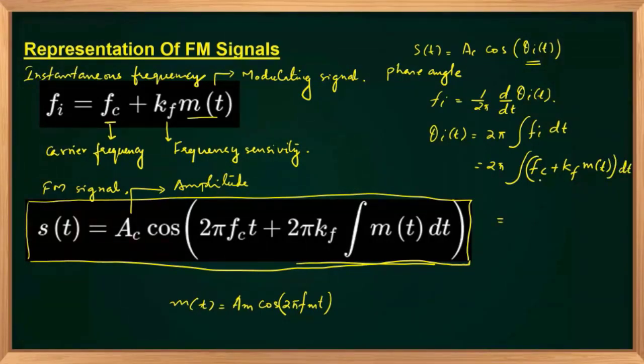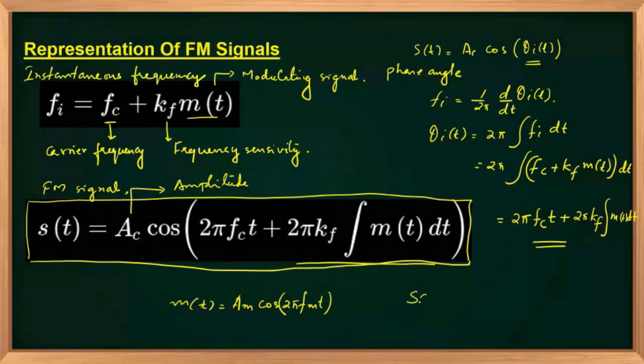Fc is a constant value, isn't it? What is the integral of a constant term? Are you familiar with integration? The integral of a constant term will give t. So the first term will be 2 pi into fc t plus 2 pi kf, where kf is a constant value, which is the frequency sensitivity of the modulator, and the remaining term is the integral of m of t dt. So this is the expression for the instantaneous phase angle of the angle modulated signal.